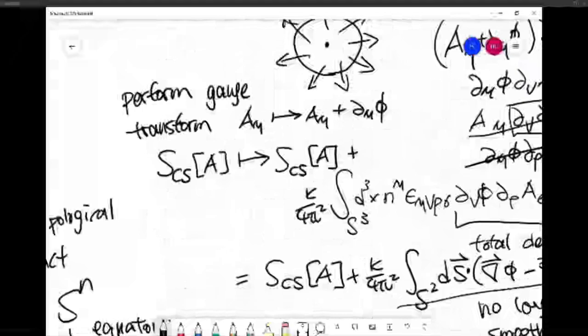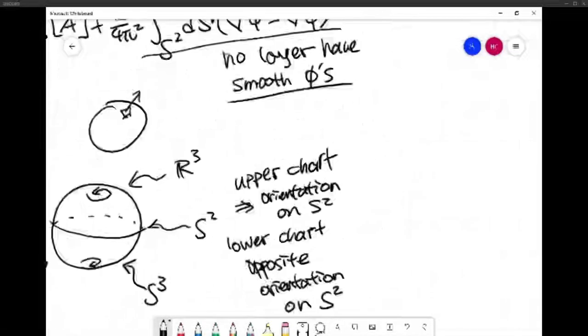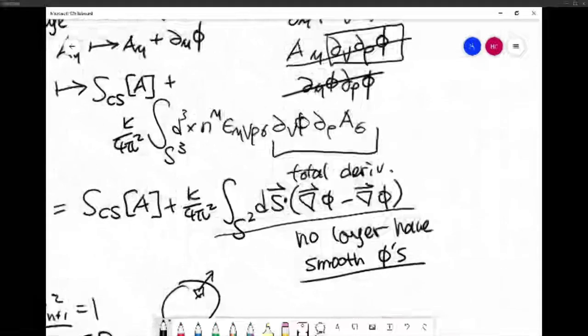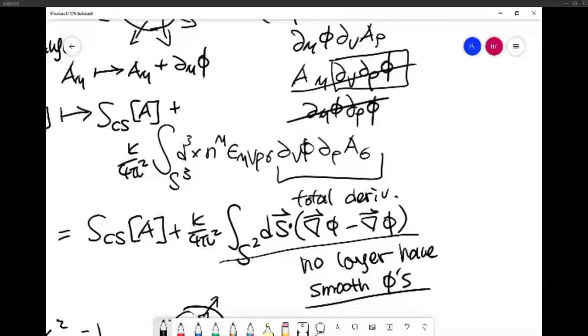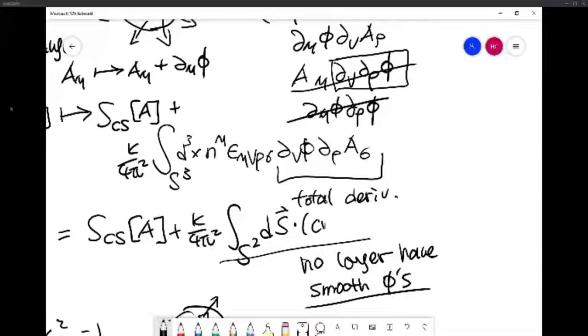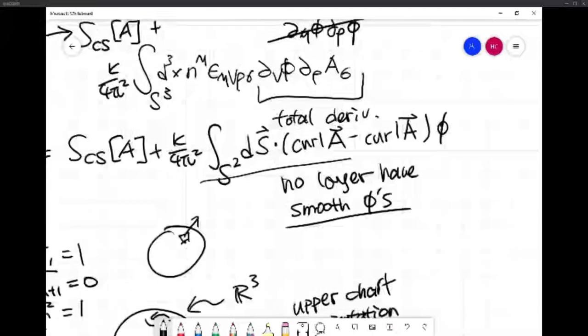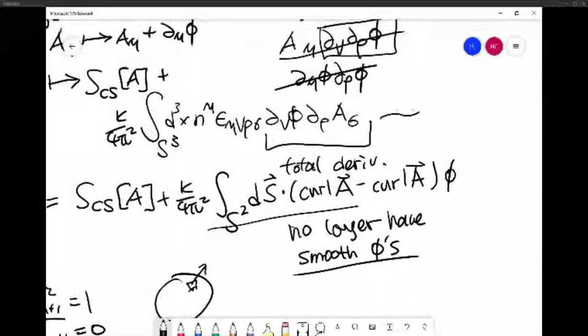What the hell happened? It's probably not the best way to write down the total derivative. Sorry, I did something incorrectly here. Right, it's the partial derivative of curl of A minus the curl of A, times phi. Yeah, sorry, I'm just making another choice of how to write this thing as a total derivative.